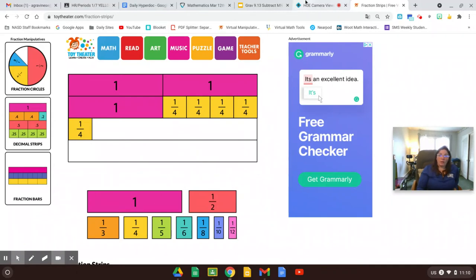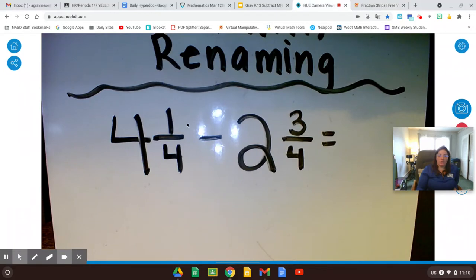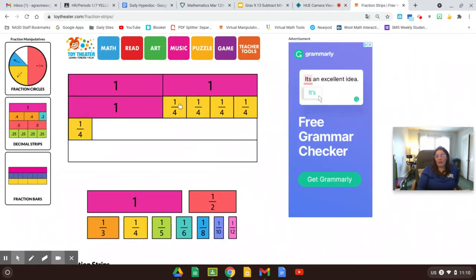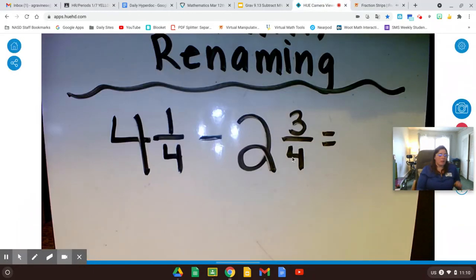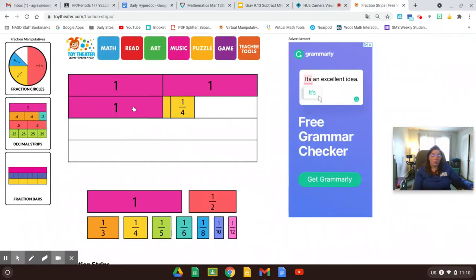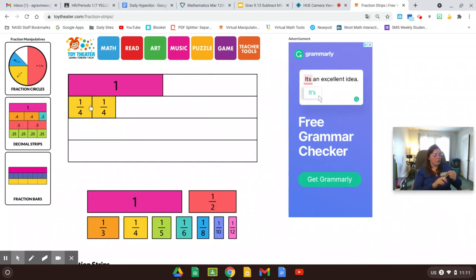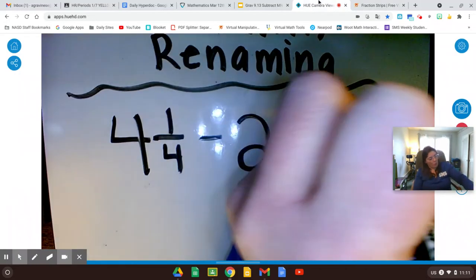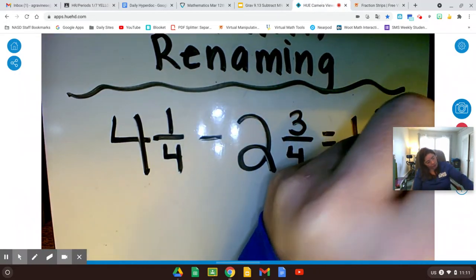All right, so now when I look back at my subtraction, remember I'm taking away 2 wholes and 3/4. I haven't taken anything away yet. I've only traded in or renamed. So let's take away those 3/4. 1, 2, 3. I took away 3/4. And now I need to take away 2 wholes. 1 whole, 2 wholes. And what am I left with? 1 whole and 2/4.